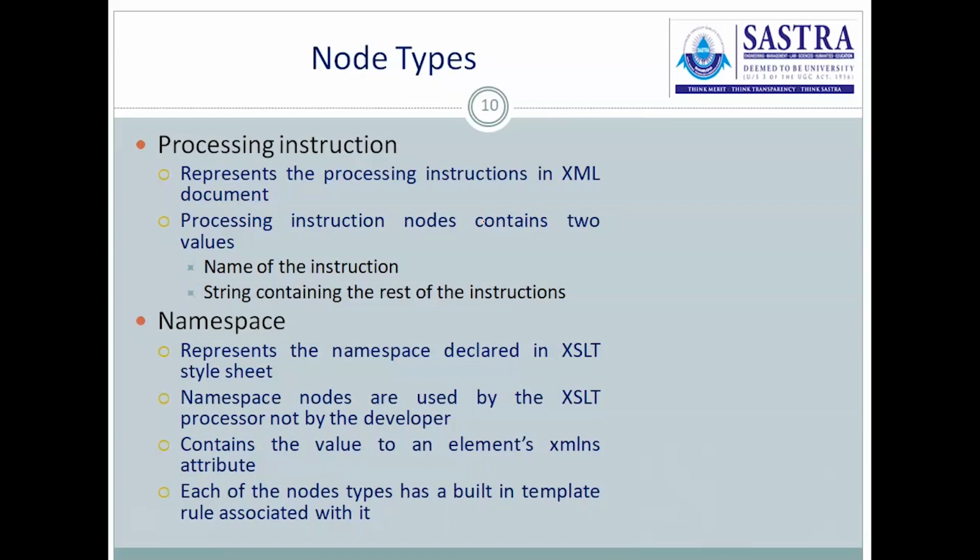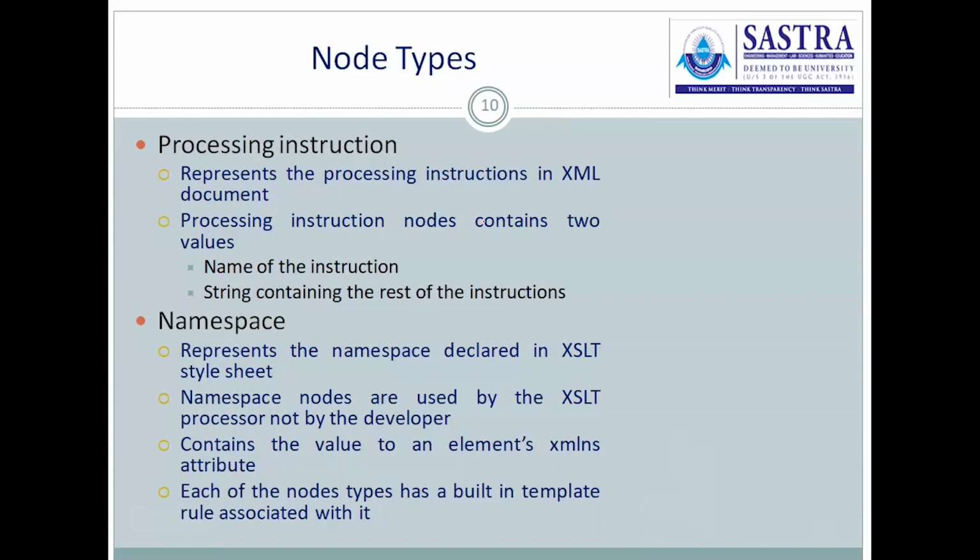Whenever we include any processing instruction, a processing instruction node is created and attached to the node tree. And then namespace. When we discussed the example program, I defined the XML NS namespace. It means we can make use of several prefixes, like XSL colon, in our program.